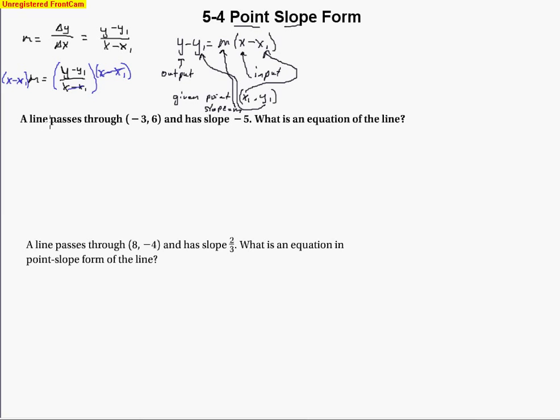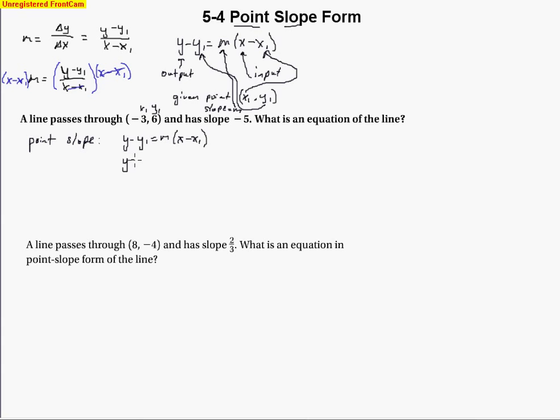It says a line passes through this point and has a slope of -5. What is the equation of the line? We're going to start with point slope, the same formula we used before: y minus y1 equals m times x minus x1. So I substitute. You always keep the y value just as a y value, that's your output, but then you place the y value of the point into y1. So y1 is 6, x1 is -3.